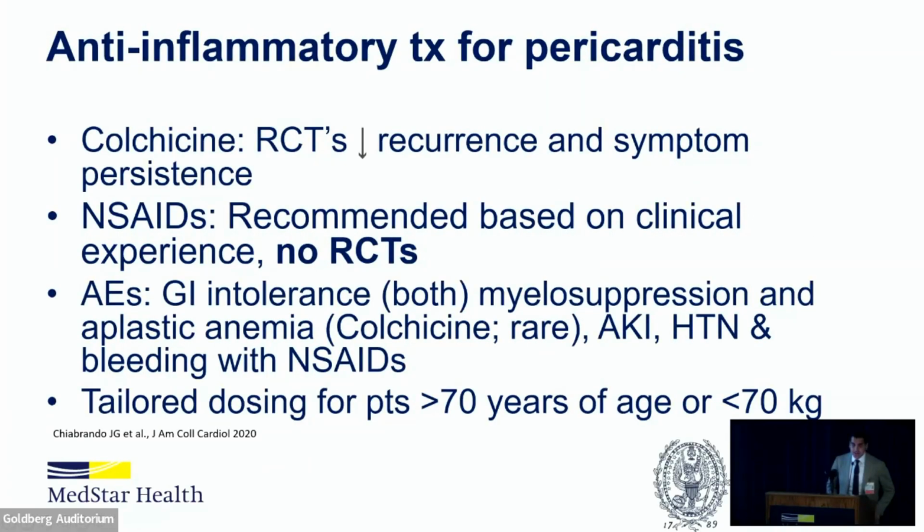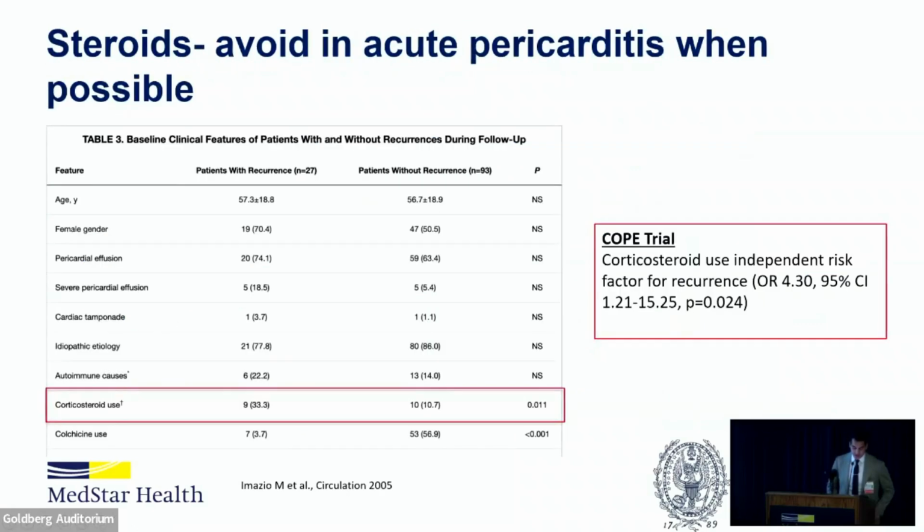However, NSAIDs actually don't have any robust randomized controlled trial to show their effect. The benefit of NSAIDs and their role is based purely on clinical experience. So while colchicine has robust randomized trials and more meta-analyses, which are coming out every month to show how beneficial it is, that does not hold true for NSAIDs. And we really should be counseling our patients about GI intolerance and other side effects with it as well.